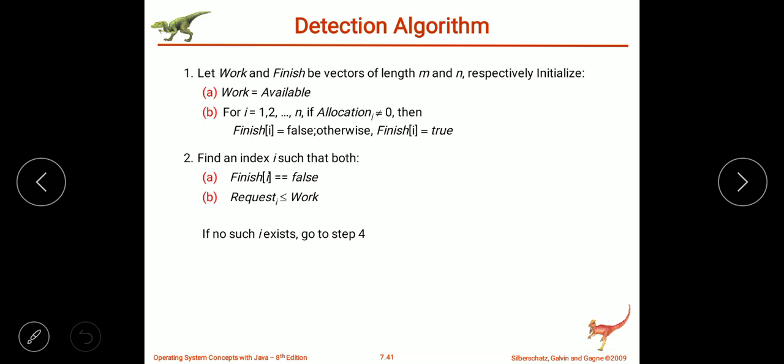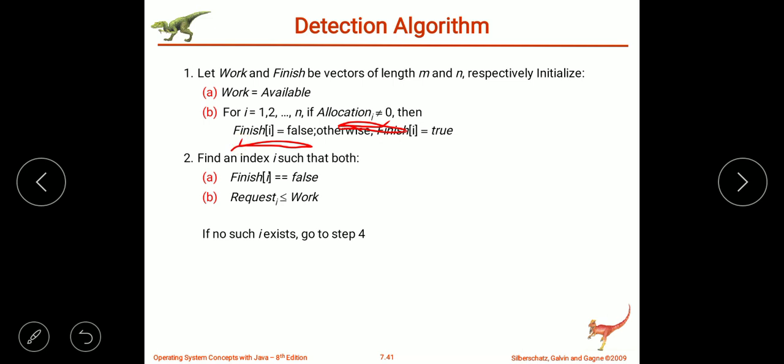And in the second step, for i equal to 0 to n minus 1, or 1 to n, both are fine. The extra thing here is, if allocation of i is not equal to 0, then finish of i will be initialized to false.